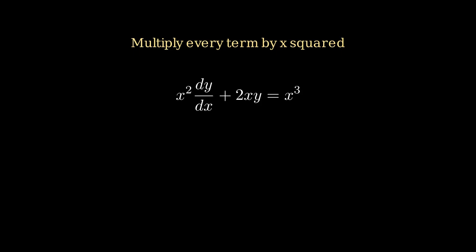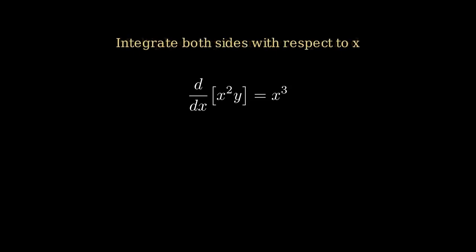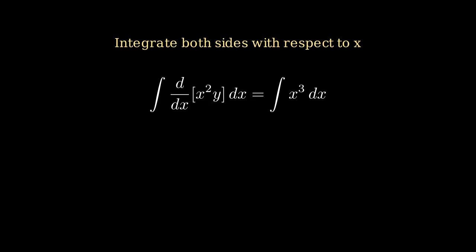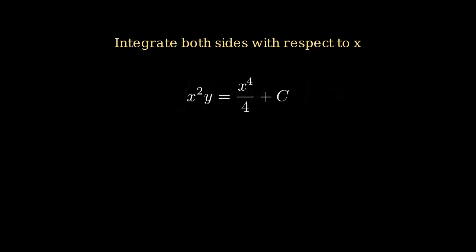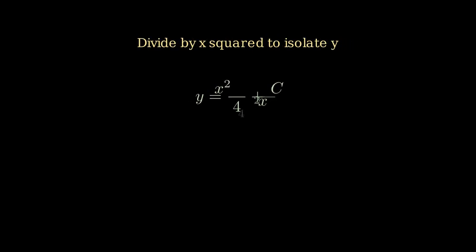The left-hand side becomes the derivative of x squared times y with respect to x, and the right-hand side becomes x cubed. Next, we integrate both sides with respect to x. This gives x squared times y equals x to the fourth divided by 4 plus a constant, which we call c. Finally, we divide through by x squared to get y by itself. This gives y equals x squared divided by 4 plus c divided by x squared.